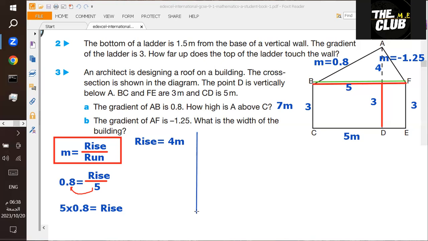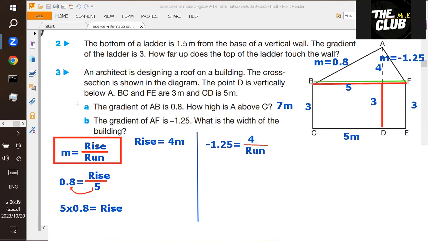So I'm going to follow the same steps here. Gradient equals rise over run. What's the gradient here? It's negative 1.25. The gradient is negative because the line is going down. In calculations we can drop the negative sign, since in the end a length cannot be negative. So minus 1.25 equals the gradient, rise over run. My rise is 4, so instead of rise I write 4, and the run I don't know, so I write run. Okay, now after this I'm going to make a line here.